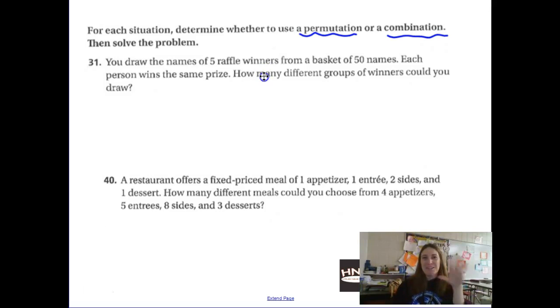You draw 5 raffle winners from a basket of 50 names, and each person gets the same prize. So you don't really care. Since everybody gets the same prize, it doesn't matter what order you're selecting these people in. They just want to win a prize. So this is a great combination question.